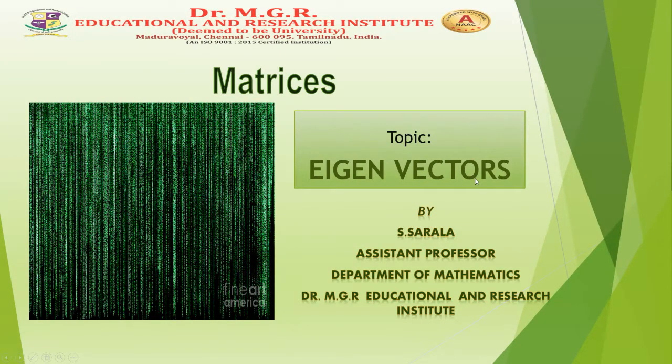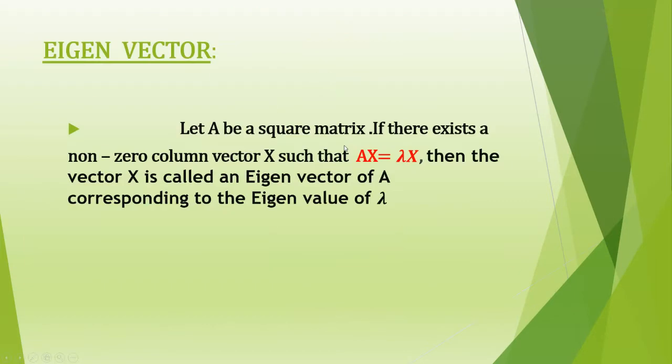Already we know how to find the eigenvalue and how to apply the properties of eigenvalues in problems. Now we will move on to the definition of eigenvector. Let A be a square matrix. If there exists a non-zero column vector x such that Ax is equal to lambda x, then the vector x is called an eigenvector of A corresponding to the eigenvalue lambda. So here we are going to see this eigenvector by using a problem.